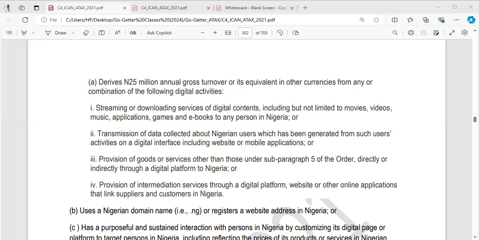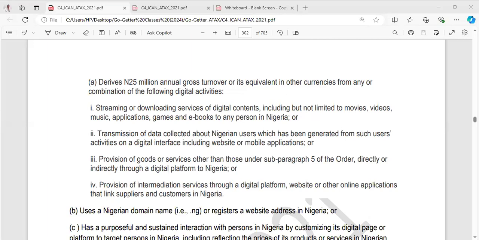We also have provision of intermediation services through a digital platform, website, or other online applications that link suppliers and customers in Nigeria. Look at example of Jumia, Gigi, what's this other one again?